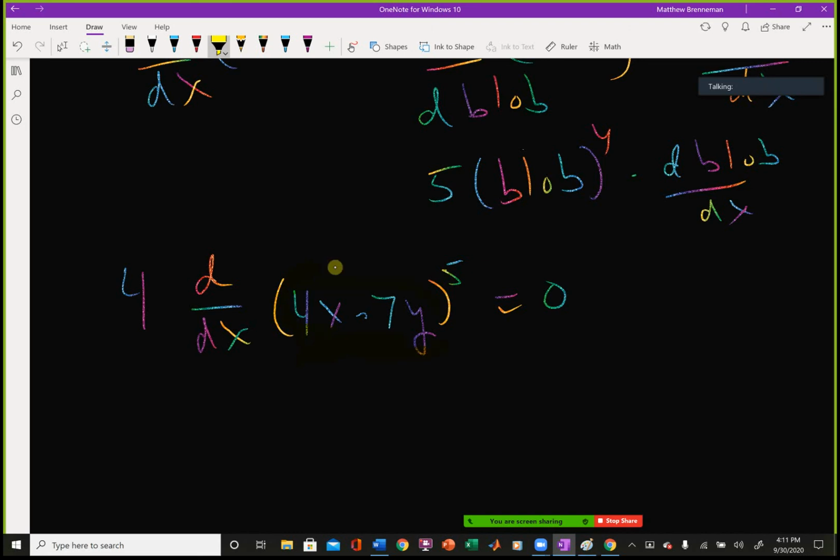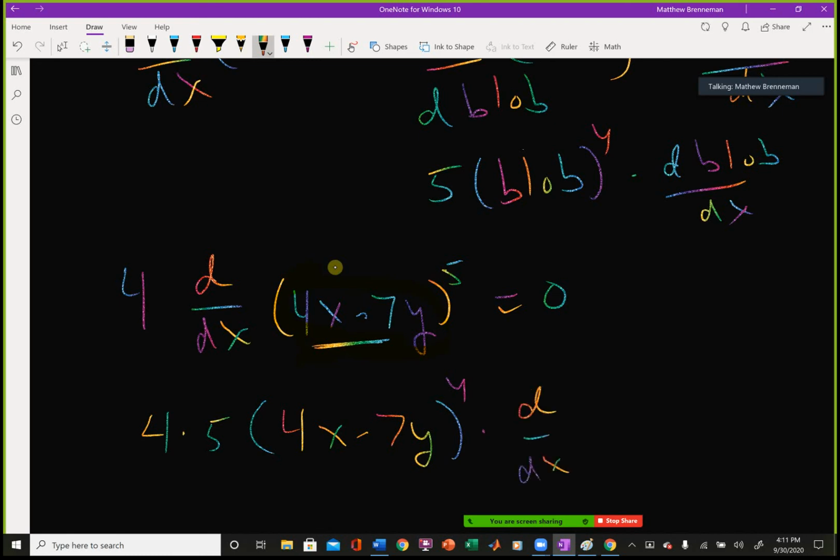Why is that not writing? That's weird. So in any case, it's going to be 4 times 5 blob to the 5th power, which here is going to be 4x minus 7y to the 4th. This is my blob, times the derivative of the blob, the inside function, and that's it. Okay? So hopefully you make the connection between these two things that I've written here.